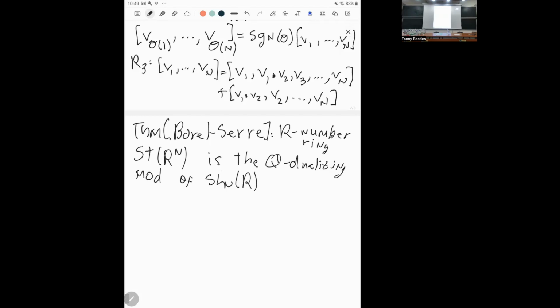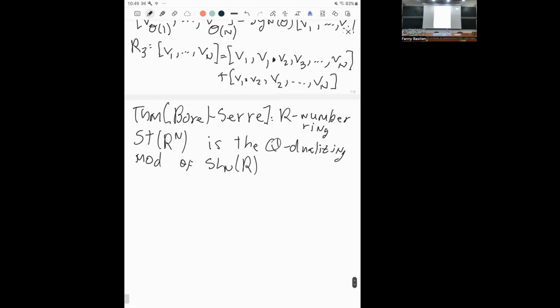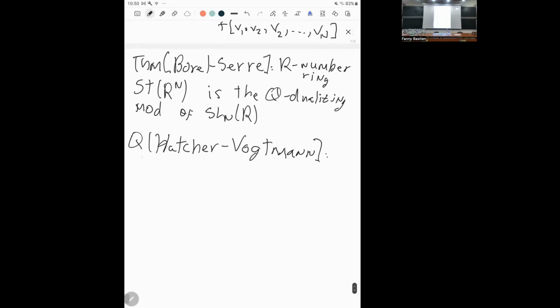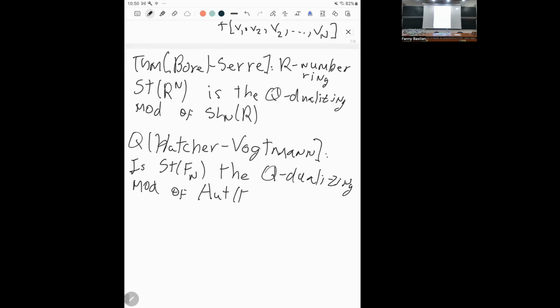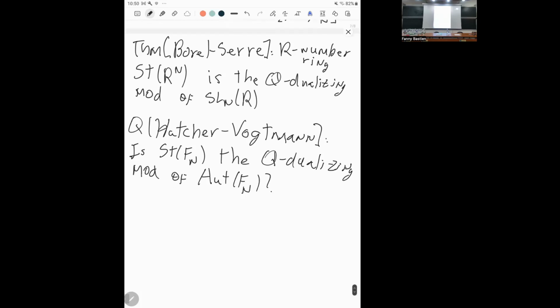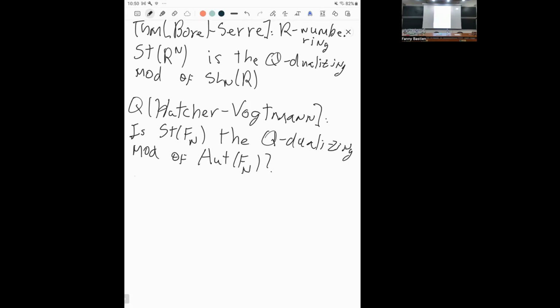Motivated by this theorem of Borel and Serre, Hatcher and Vogtmann asked the following question: is the Steinberg module of Fn the rational dualizing module of Out(Fn)? We give a partial answer to Hatcher and Vogtmann's question. But before I do that, I should state our main result in our paper.